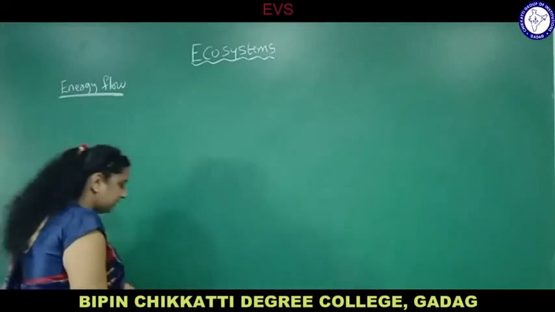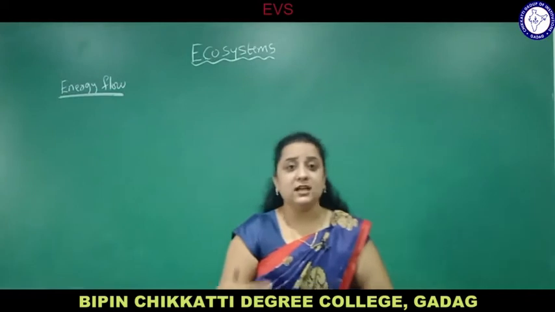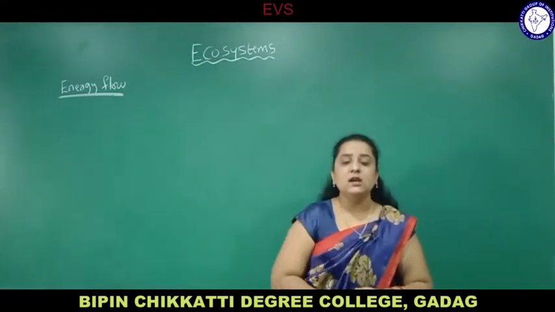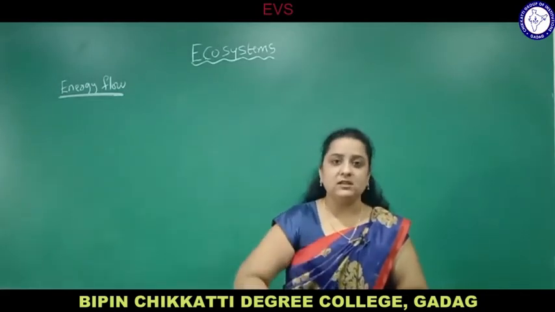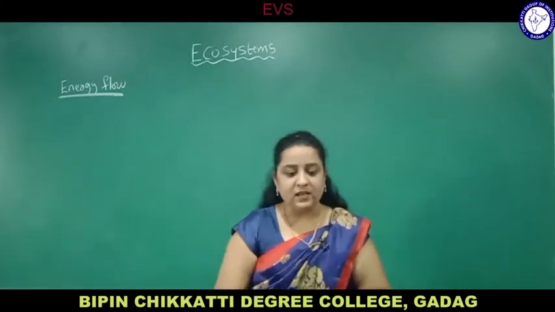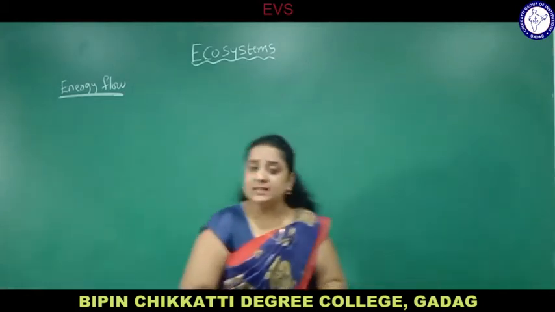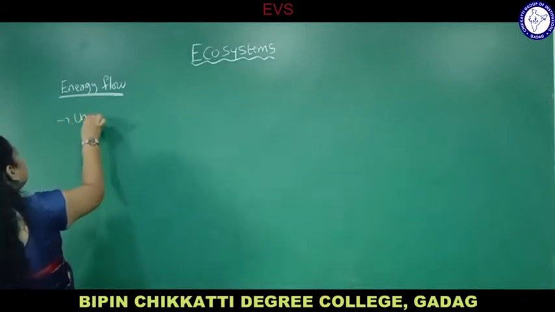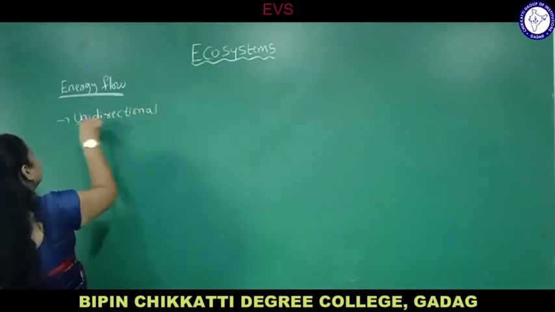Before going to the meaning of energy flow, as you know, we studied the law of thermodynamics, that energy can neither be created nor destroyed. It can only be transformed from one form to another form. Across the different trophic levels, there is always a flow of energy from one trophic level to another. So what is energy flow? Energy flow is the flow of energy from one trophic level to another trophic level, and that flow of energy is unidirectional. Uni means single, in one direction only.